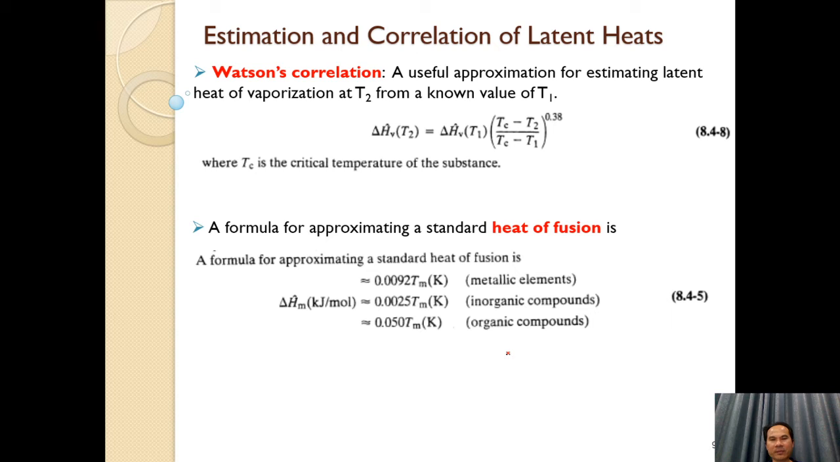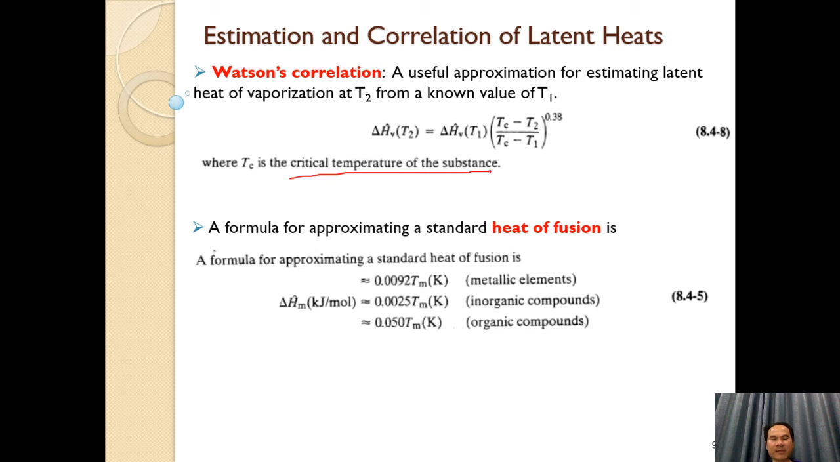And also if we can approximate the entropy at another temperature, the Watson correlation is a useful approximation for estimating latent heat of vaporization at T2 from a known value at T1. If you know the entropy of vaporization for one temperature, you can estimate for another temperature. This is expressed as delta SV at T2 equal delta SV at T1 multiplied by the ratio of TC minus T2 divided by TC minus T1 to the power 0.38, with TC being the critical temperature.